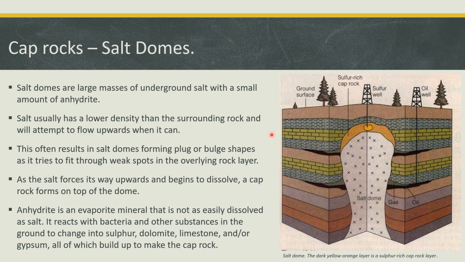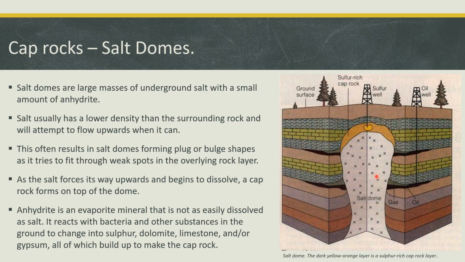Salt domes are actually large masses of underground salt with a small amount of anhydrite. This salt usually has lower density than the surrounding rock, so it attempts to flow upwards. It pushes the rock and tries to find a way to move upwards. This usually causes an upward bulge, as you can see on the surface, as it tries to fit in between the rock layers.